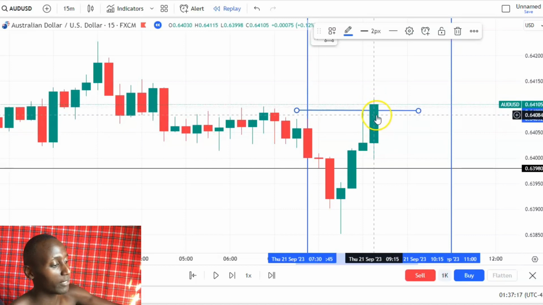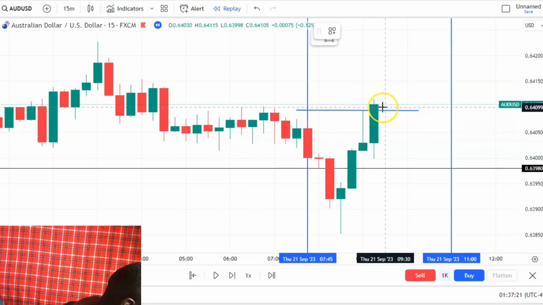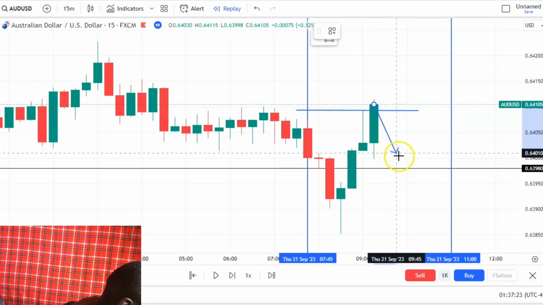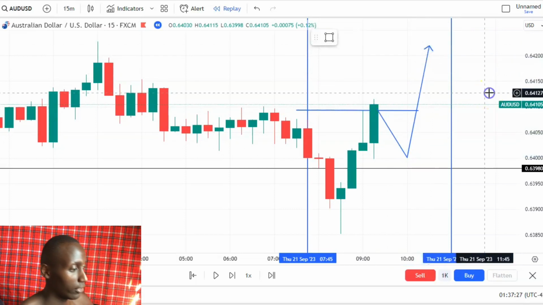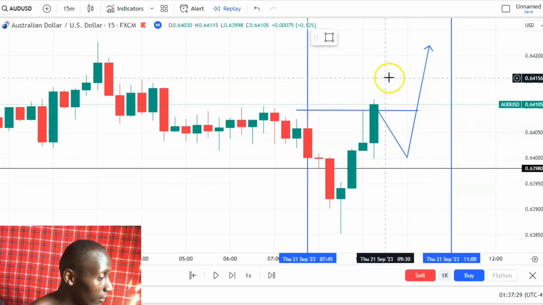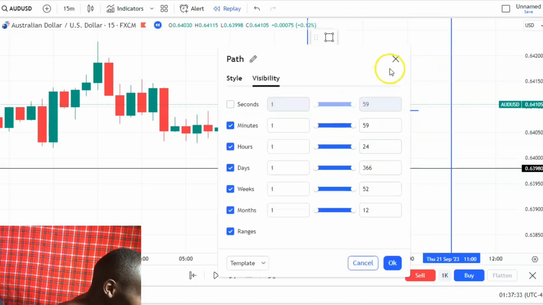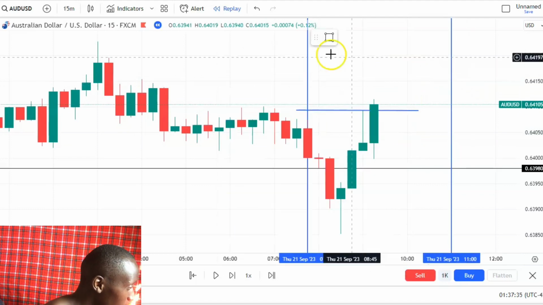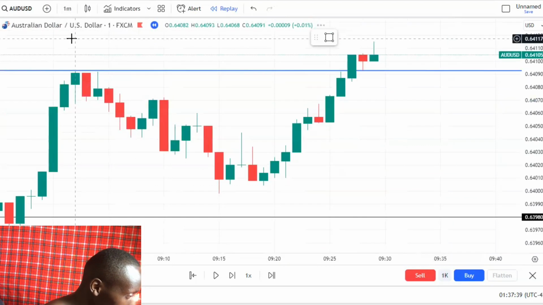After we have the break in structure, I know that we will have a retest for a continuation. That is how price works. That is basically how price action works, the way the market moves. So I move to the 1-minute time frame.